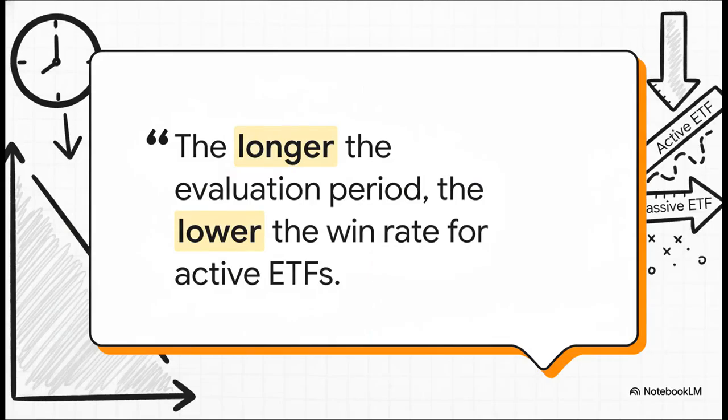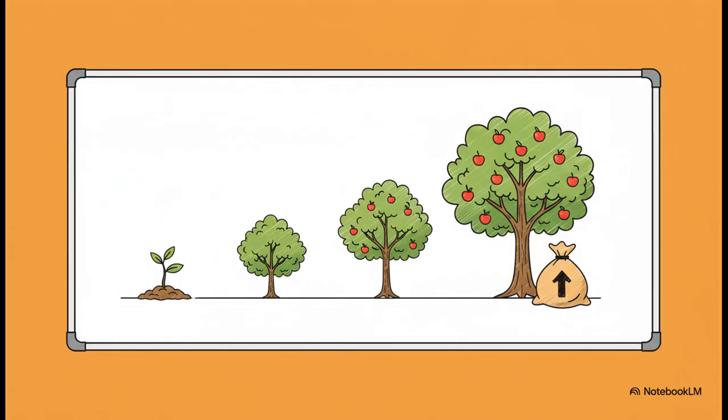Okay, so the million-dollar question, which one is better? Well, if you look at the data, a pretty clear trend emerges. And this quote from the source really sums it up. The longer the evaluation period, the lower the win rate for active ETFs. So what does that mean for you? Well, for anyone investing for the long term, we're talking 5 years or more, like for retirement, the data suggests that passive index ETFs have a higher probability of delivering better results. And a big reason for that is simple. Those lower fees just don't eat away at your returns as much over a long period of time.